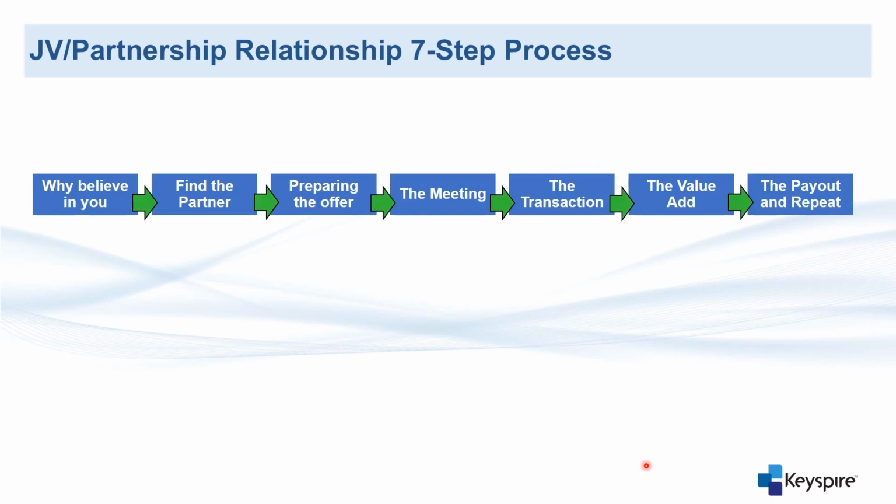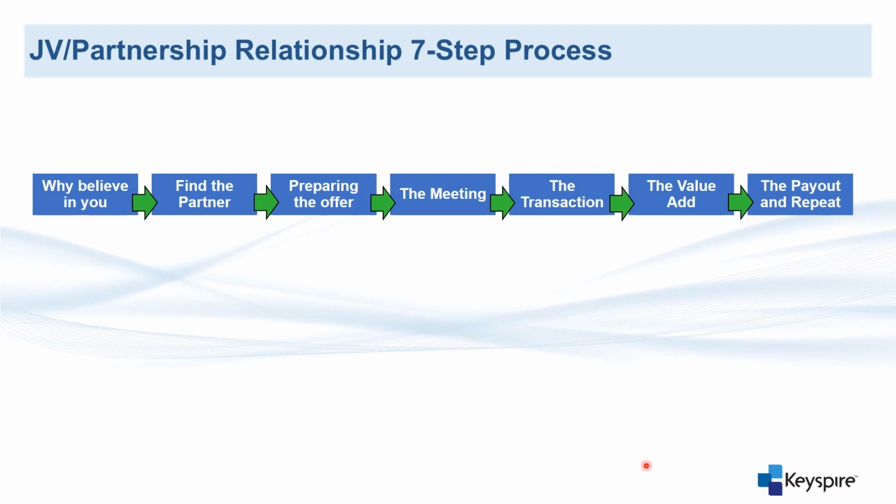Okay, so step 1 is why believe in you. You've got to help them understand why people should believe in you. And if you don't know why people should believe in you, then there's no point in doing the other 6 steps. Let's figure that out first. Why believe in you? And then we got to find the partner. So this is about lead generation and marketing, qualifying prospects. So we've got to actually find the partner, somebody to be able to talk to.